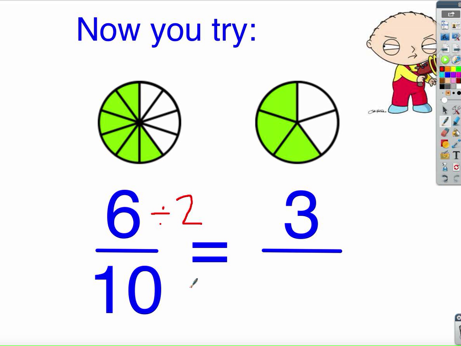Remember our rule, whatever you do to the bottom, you got to do to the top, or vice versa. So if I divide by 2 on the top, I got to divide by 2 on the bottom, and 10 divided by 2 is 5. Okay, so if you look at the pictures here, 6 out of 10, or 6/10, is the same as 3 out of 5, or 3/5. Remember, you can divide or multiply when you're figuring out what to do on the equivalent fractions.